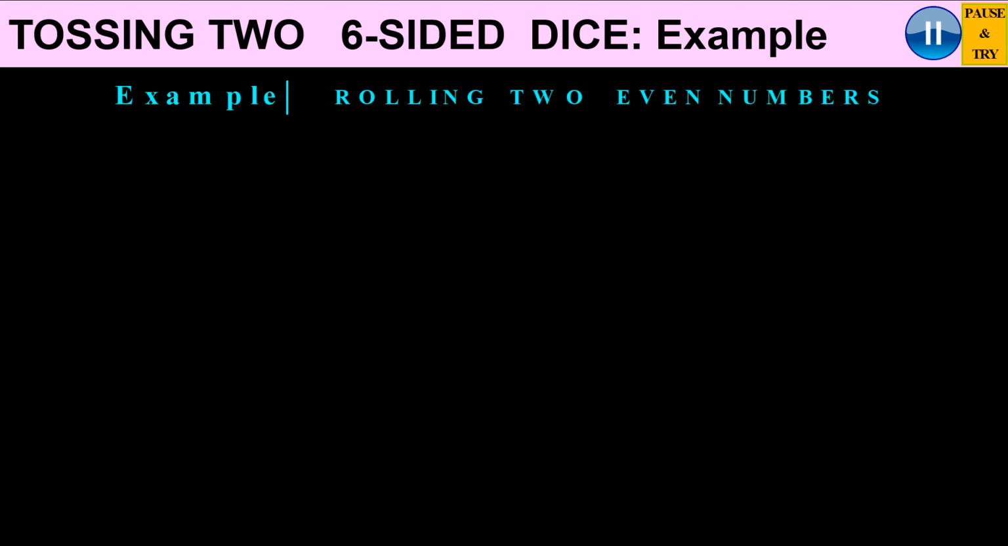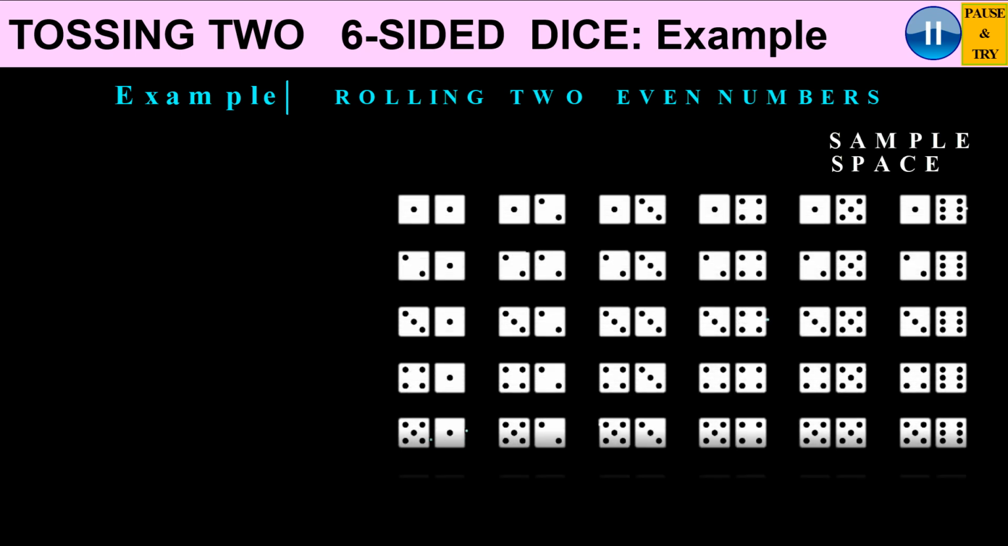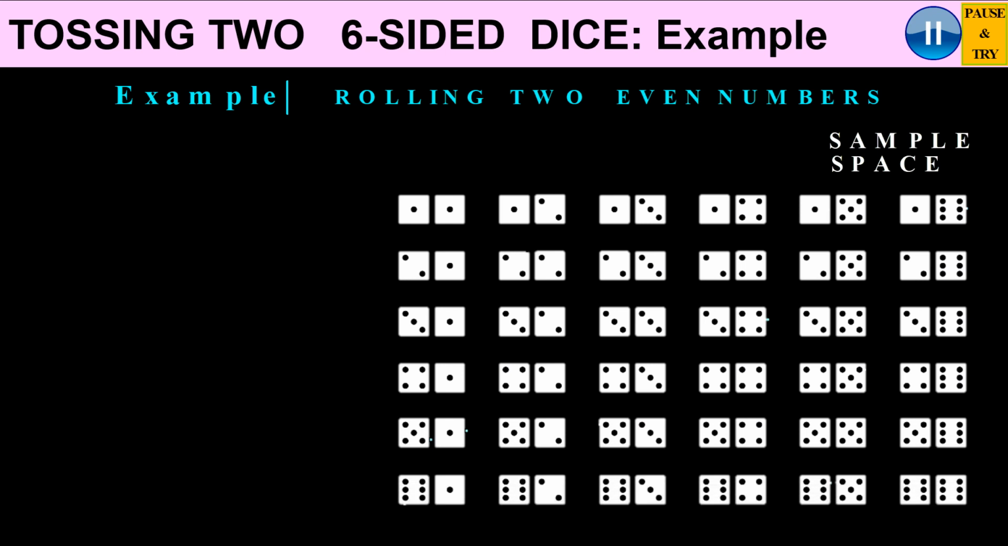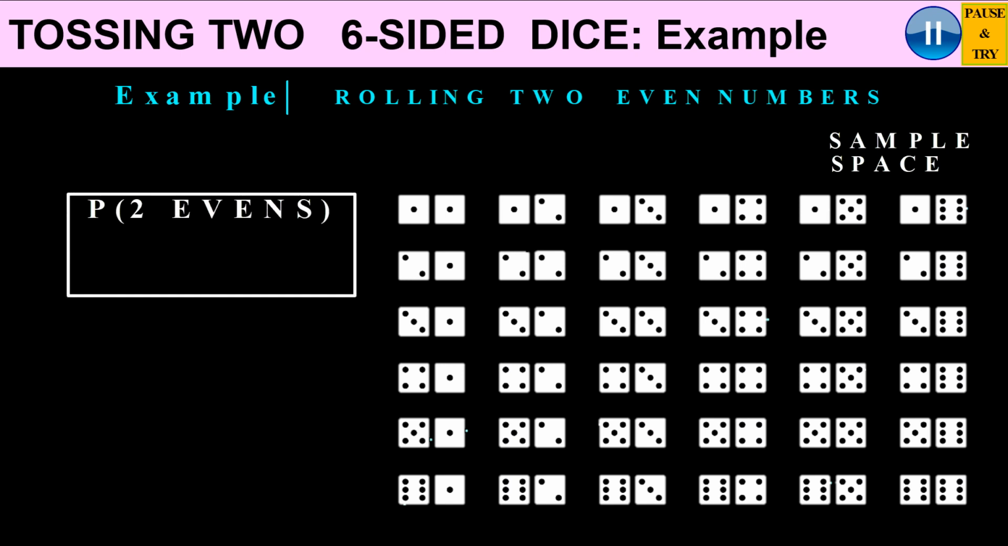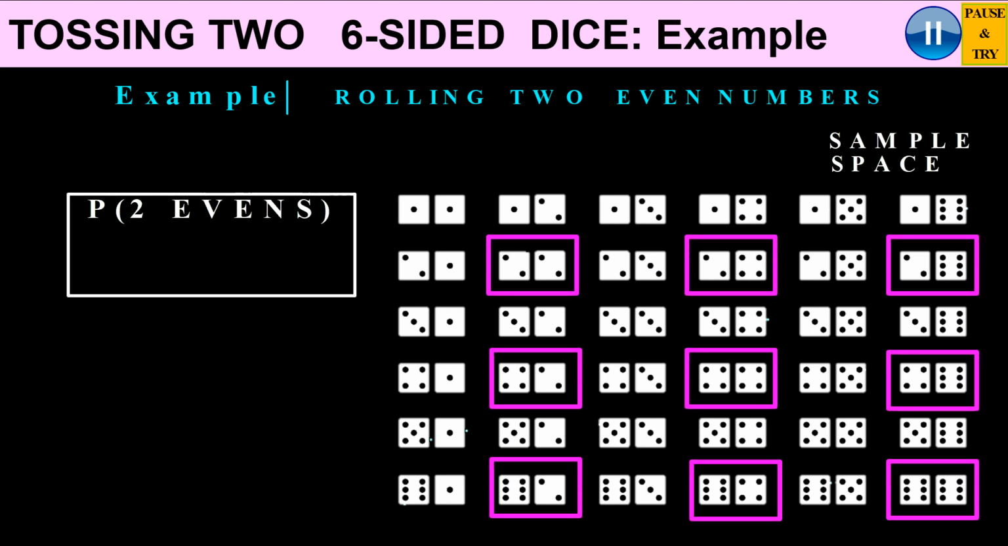Now let's look at another example. In this case we want to get 2 even numbers. So I need to look at my sample space and identify where I get 2 even numbers. You see the 2 even numbers? That's correct. So I want to find the probability of getting 2 evens. So let's look at the 2 evens. Where do you see the 2 evens? That's where I have 2 evens.